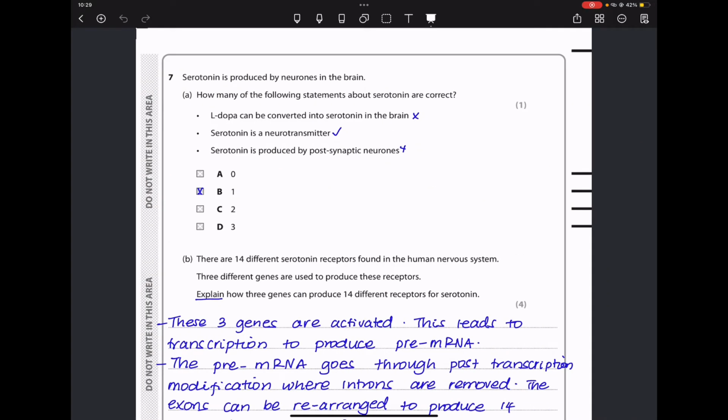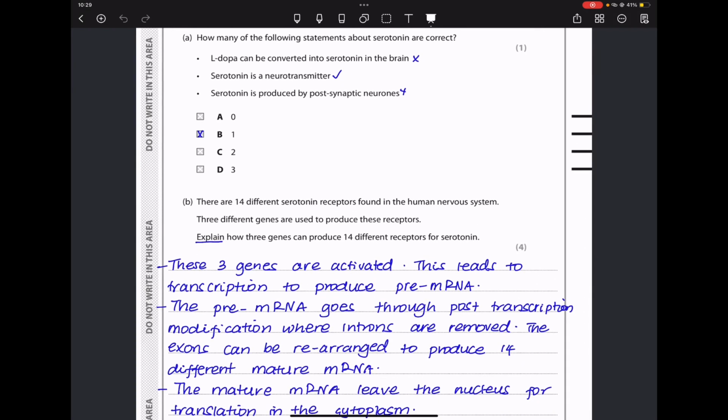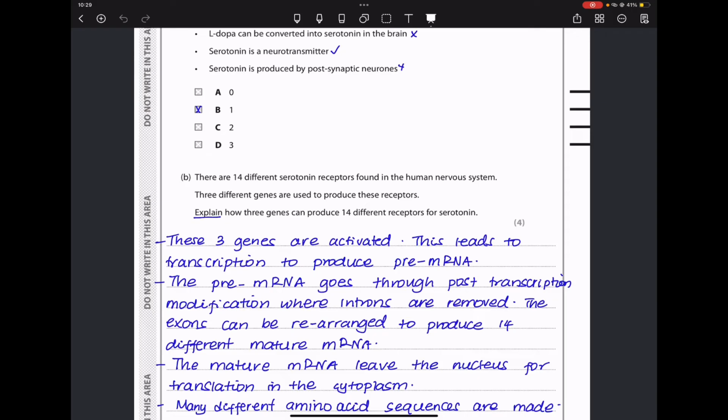Question 7. Serotonin is produced by neurons in the brain. How many of the following statements about serotonin are correct? The first one, L-DOPA can be converted into serotonin in the brain. That is wrong. Serotonin is a neurotransmitter. That's correct. Serotonin is produced by postsynaptic neurons. That is also wrong. So only one statement is correct.